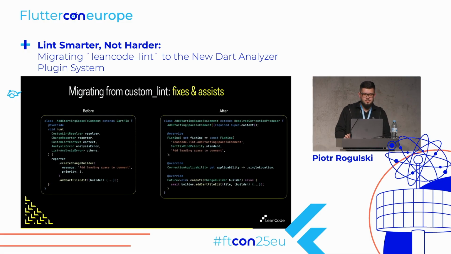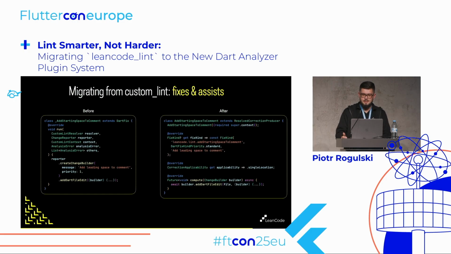Another big change, I would say, is how to define fixes and assists. These are now unified as one correction producer. The only difference is that fixes will have a diagnostic available that will tell you what exactly was triggered by the lint and what can be fixed. And assists will not have the lint to go back to, but instead they will have the node that the user clicked on and told the IDE, I want to do something on this piece of code.